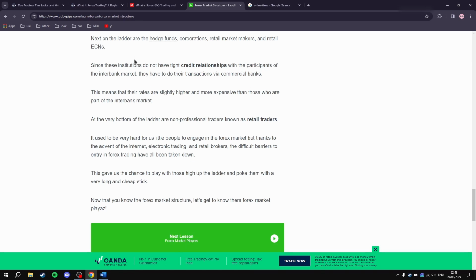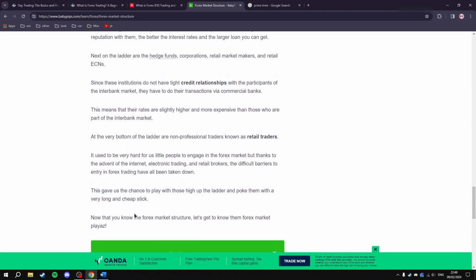At the very bottom of the ladder are non-professional traders known as the retail traders. Normal people, I think. It used to be very hard for us little people to engage in the Forex market, but thanks to the advent of the internet, electronic trading and retail brokers, the difficult barriers to entry in Forex trading have all been taken down. This gave us the chance to play with those high up the ladder and poke them with a very long and cheap stick.